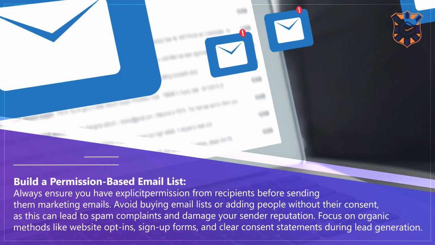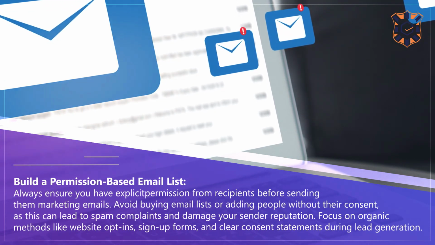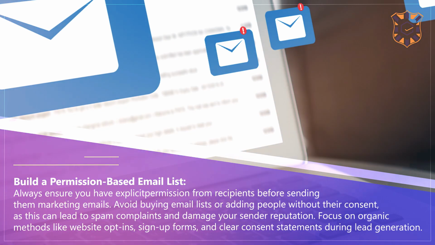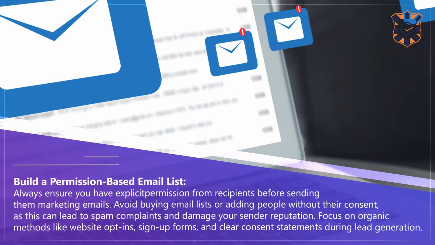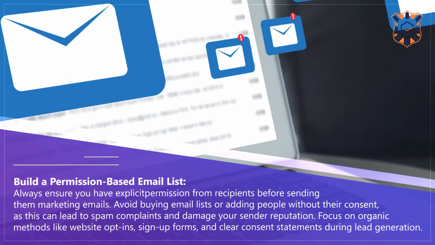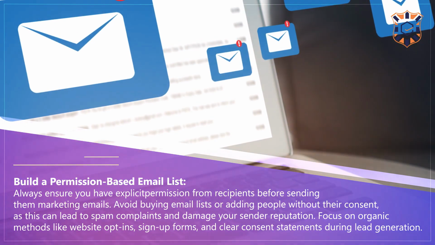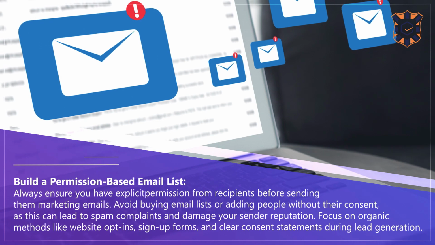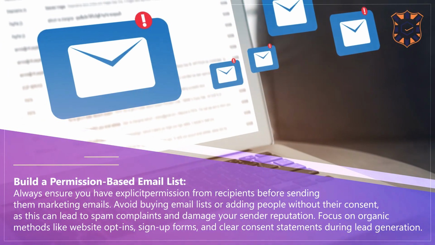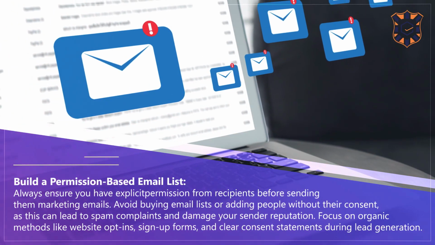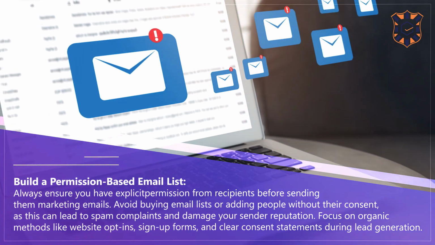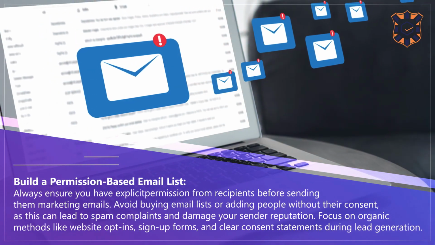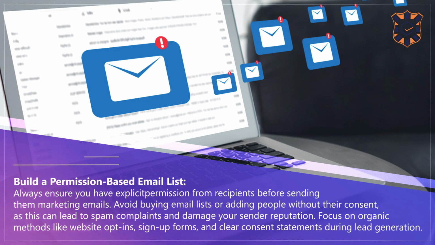Build a permission-based email list. Always ensure you have explicit permission from recipients before sending them marketing emails. Avoid buying email lists or adding people without their consent, as this can lead to spam complaints and damage your sender reputation. Focus on organic methods like website opt-ins, sign-up forms, and clear consent statements during lead generation.